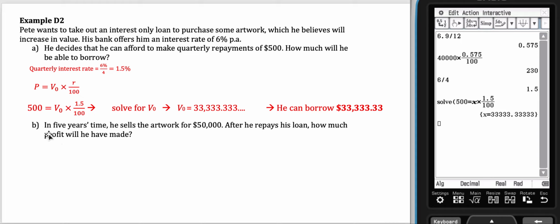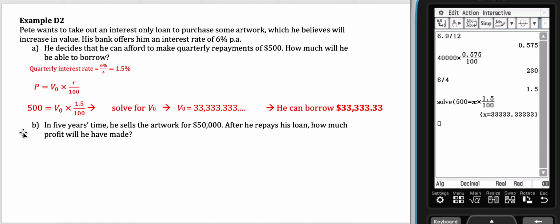Part B says, in 5 years' time, he sells the artwork for $50,000. After he repays his loan, how much profit will he have made? So he's going to borrow $33,333 to buy this artwork, right? But then later on, 5 years down the track, he's going to sell it for $50,000. So our job is to work out how much profit would he actually make on that?